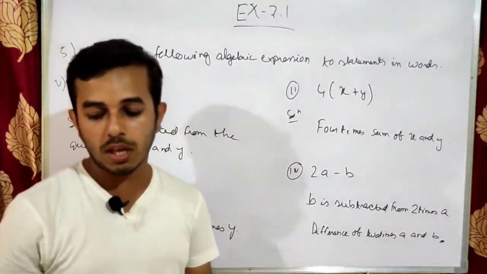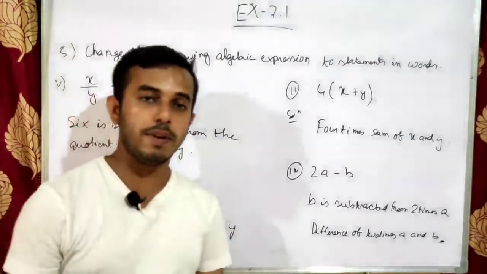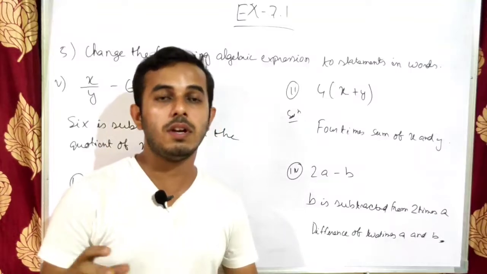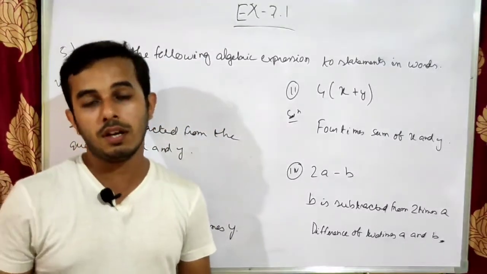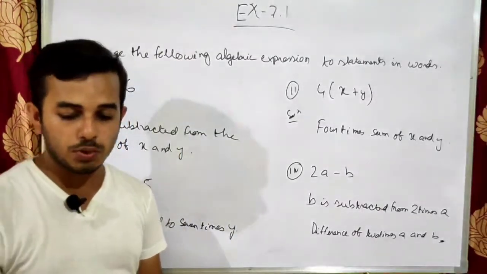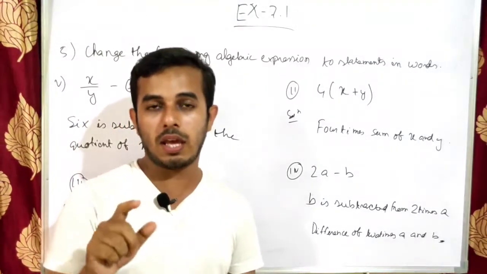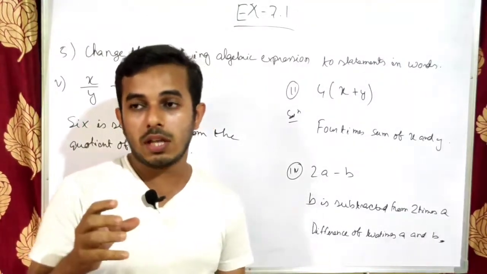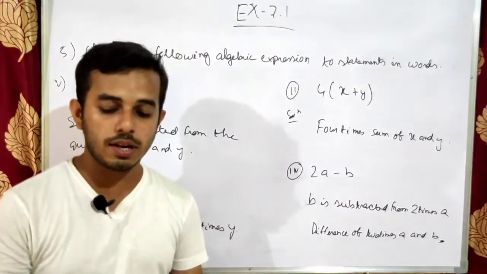Okay, next one is ab minus (a plus b), that is the difference of the product of ab and the sum of a and b. Or otherwise, for the last one you can say it like this: ab minus (a plus b), that is, the sum of a and b is subtracted from the product of ab. You can write it like this also.